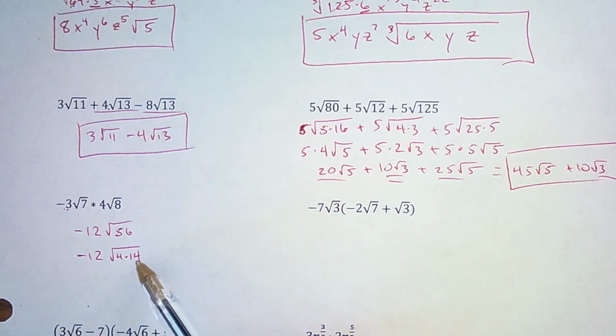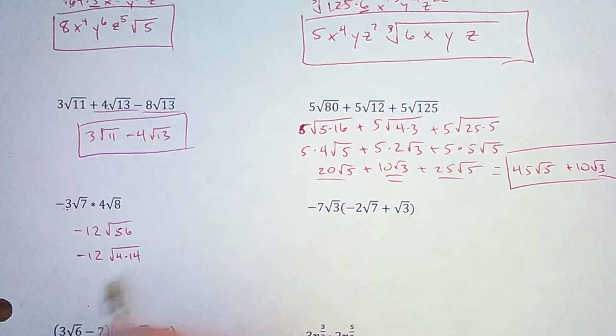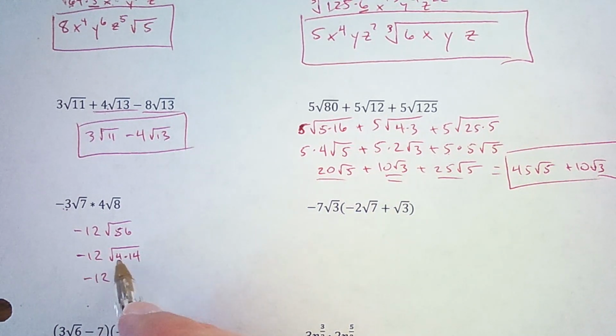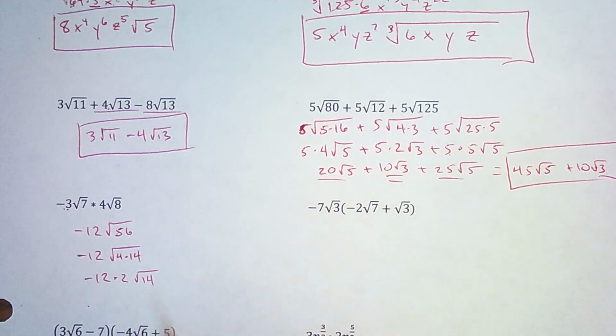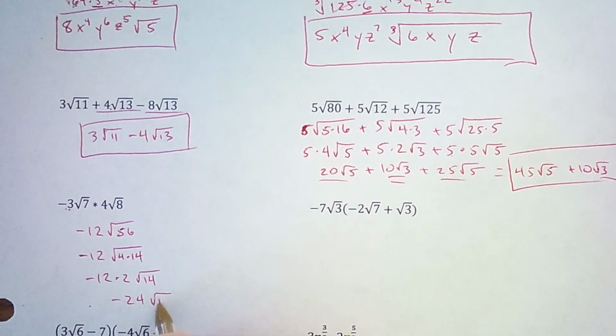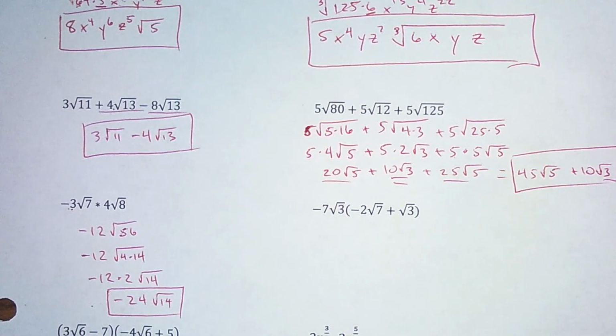Do any square numbers go into 14? 2 and 7 go into 14. No square numbers. So I've got a negative 12 here, and the square root of 4 is 2. Then times the square root of 14, and negative 12 times 2 is negative 24 times the square root of 14.